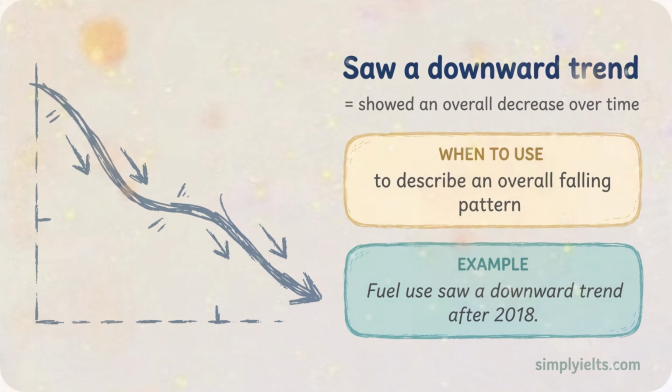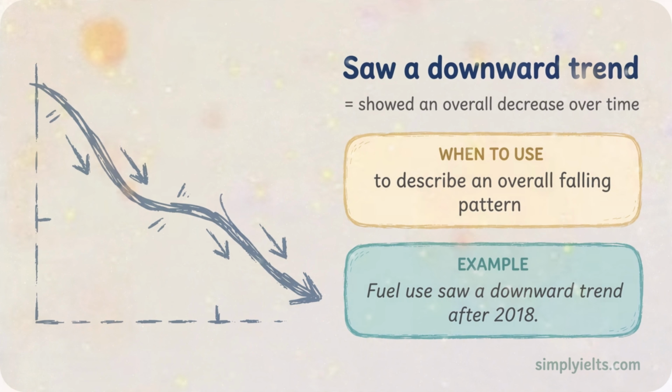A downward trend refers to an overall decrease over a period of time. Use this when describing a general falling pattern, such as, fuel use saw a downward trend after 2018. When a figure shows a slow, gentle increase over time, you can say it rose gradually. An example is, the population rose gradually each year.